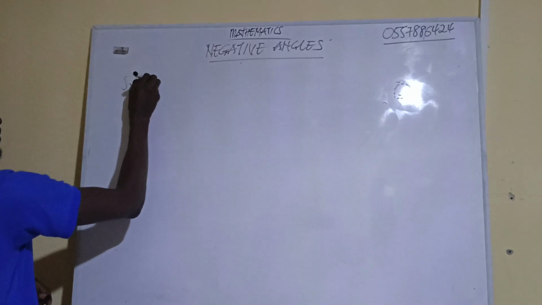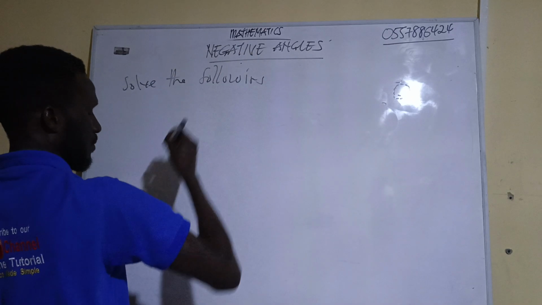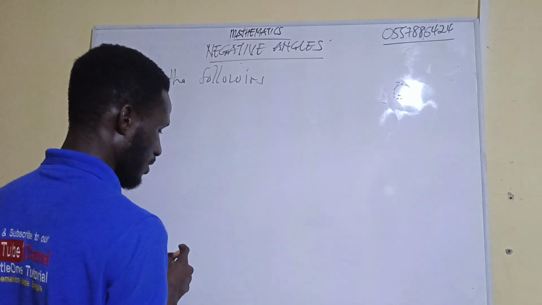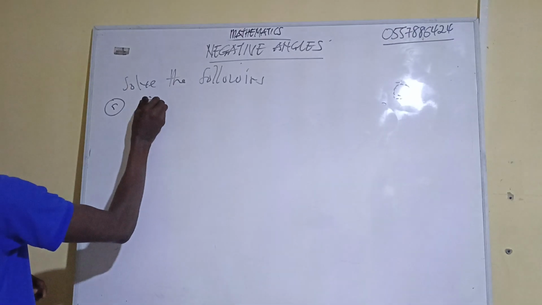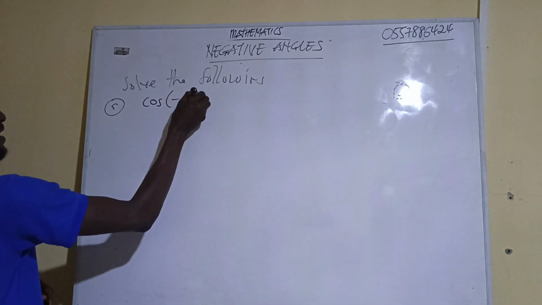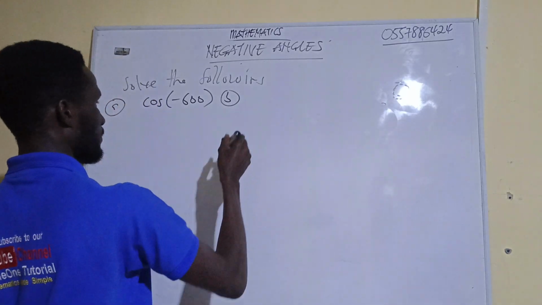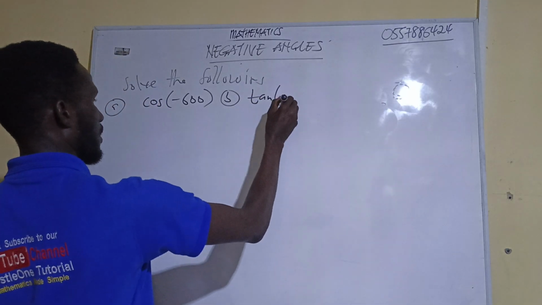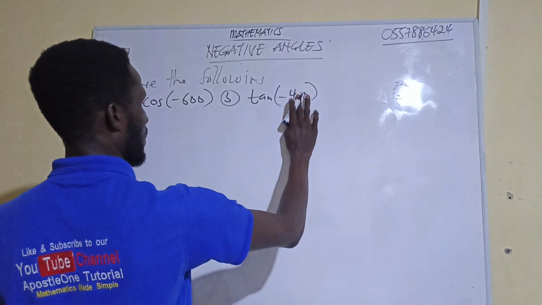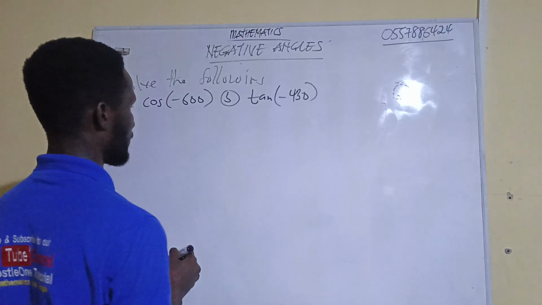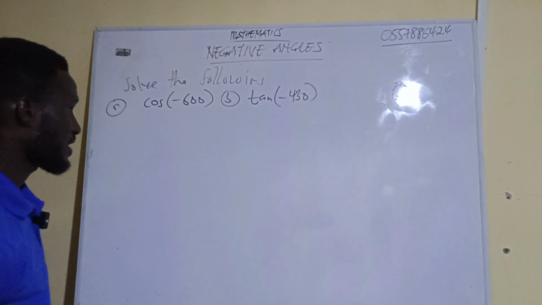Solve the following. Now A, we are going to solve cos negative 600. B, we are going to solve tan negative 430. Now I'm going to solve these two.